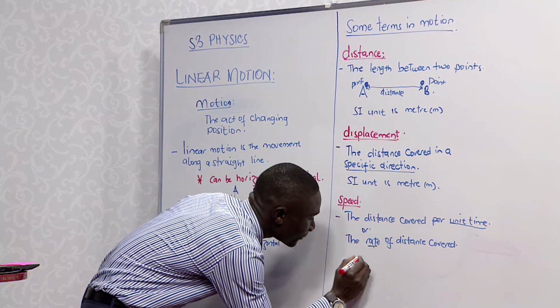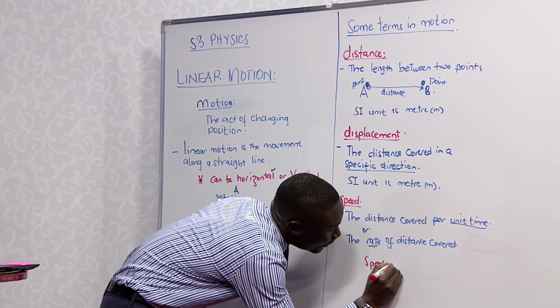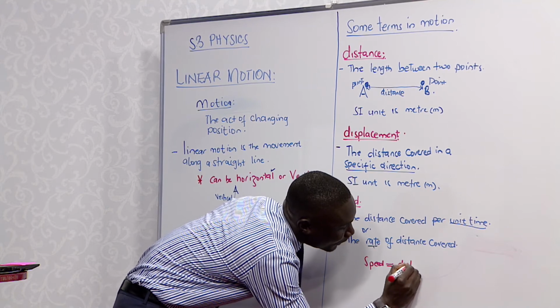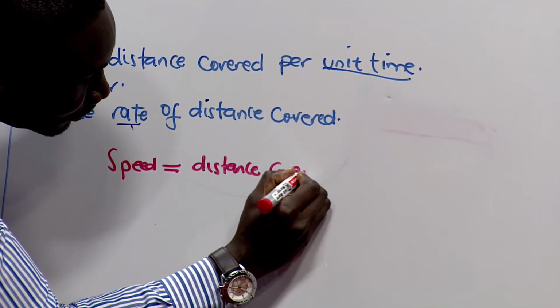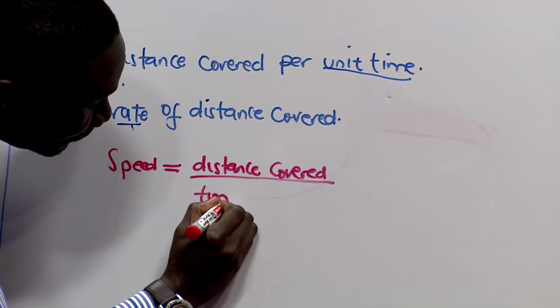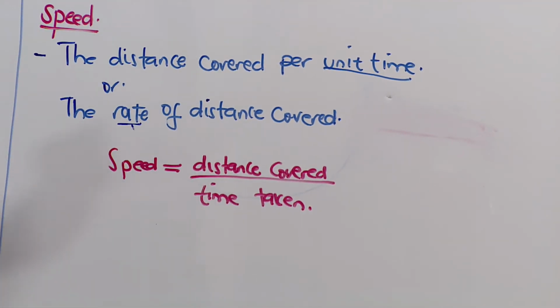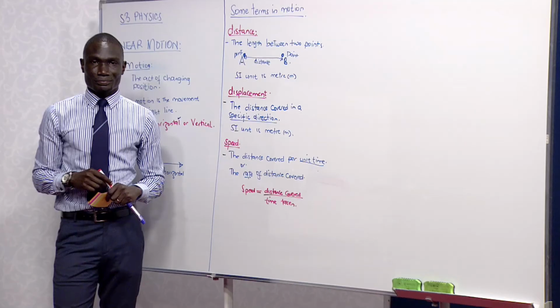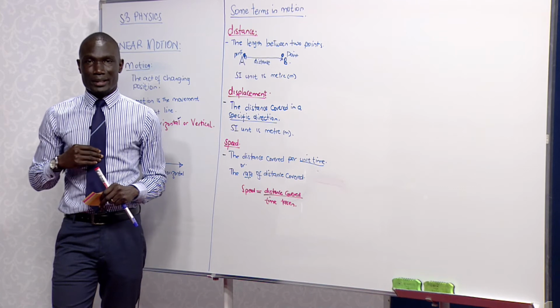So speed is actually equal to the distance covered out of time taken. That is how we calculate speed: the distance covered out of time taken.